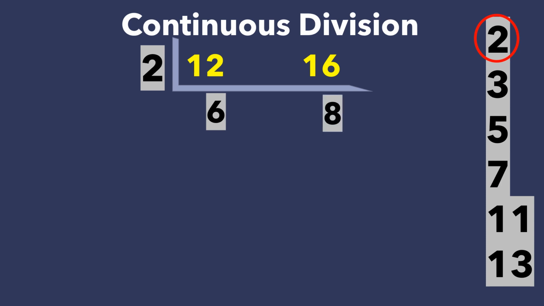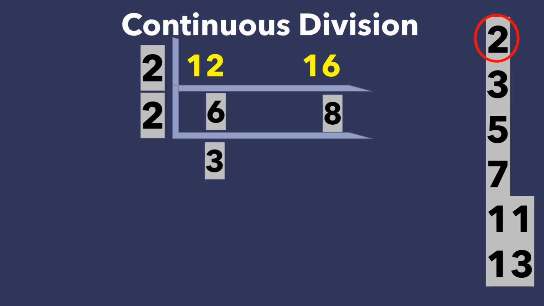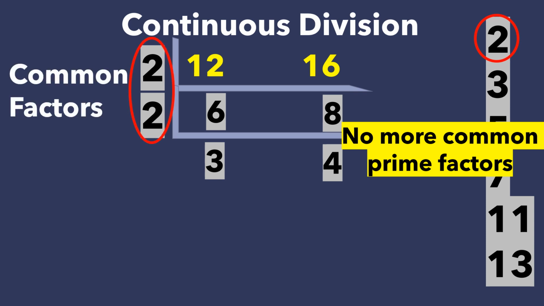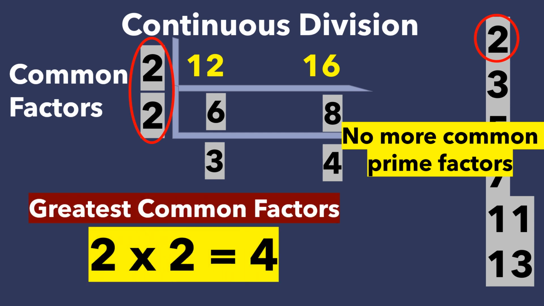Now this time 6 and 8 are also divisible by 2. So let us divide. 6 divided by 2 is 3. 8 divided by 2 is 4. This time, there are no more common prime factors because 3 cannot be divided by 2. Now, the greatest common factor here is 2 times 2, which is 4.